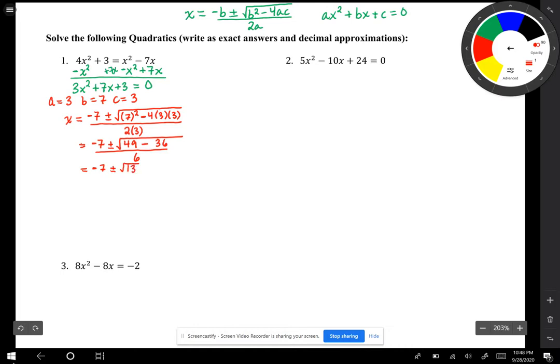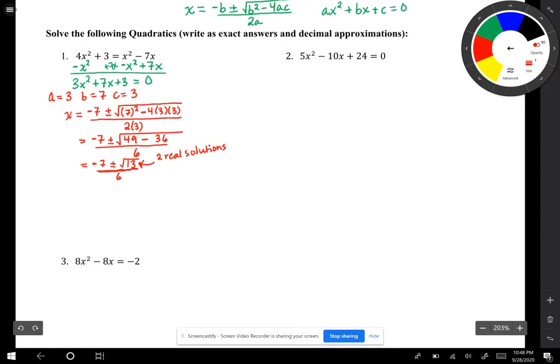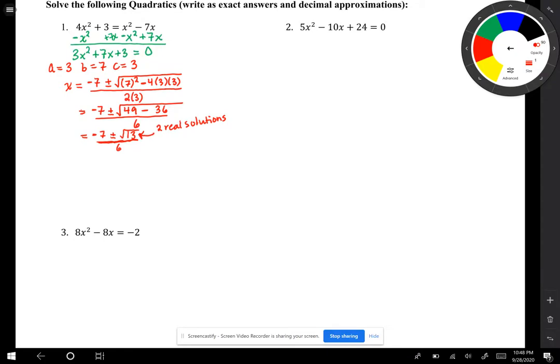Yep. All over 6. Notice the 13 is a positive number, so you know you're going to have two solutions because the discriminant is 13. So that number tells you we're going to have two real solutions. Not that I asked, but at the end, when you're done solving for x, you better have two answers. Okay, now let's split them up into our two answers. So x is equal to negative 7 plus the square root of 13 divided by 6. And the other answer is x equals negative 7 minus the square root of 13 over 6. That's what the plus or minus means.